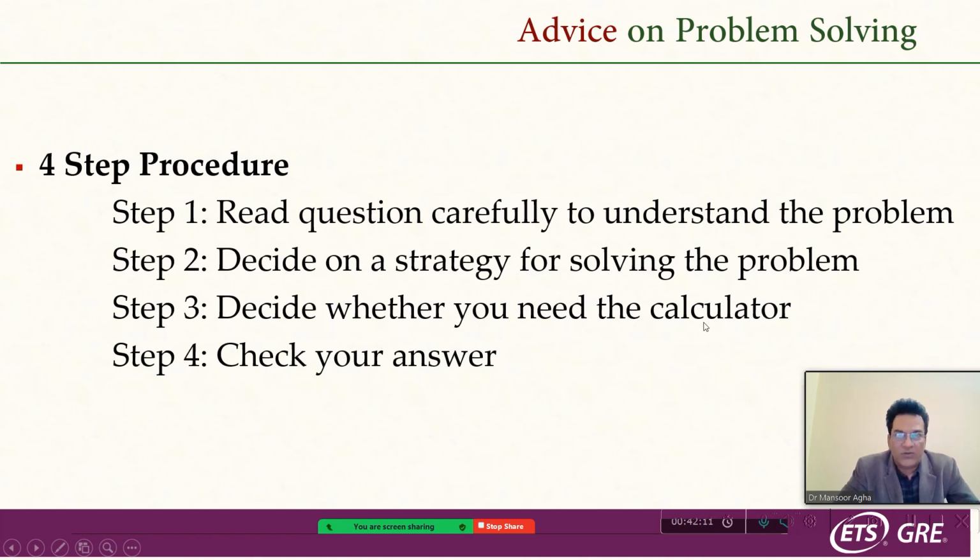Do you really need to calculate or not? Although calculations are pretty easy because of the presence of a calculator on the screen, even then it's a decision which you'll have to take. A lot of time and a lot of errors would depend upon whether you've used a calculator or not, whether you use the calculator in the right manner or not. And in order to improve your accuracy, you should have the ability to check your answers also. You should be in the habit of checking your answers always, all the time. So it's a 4-step procedure.